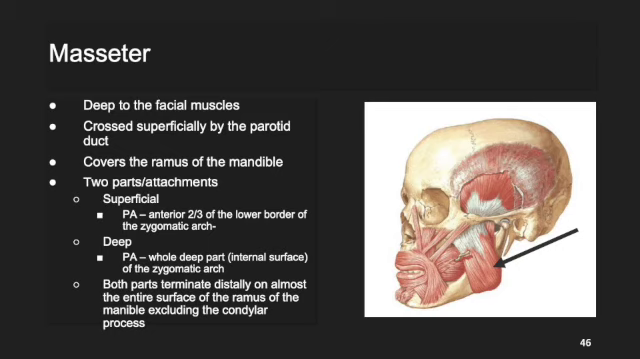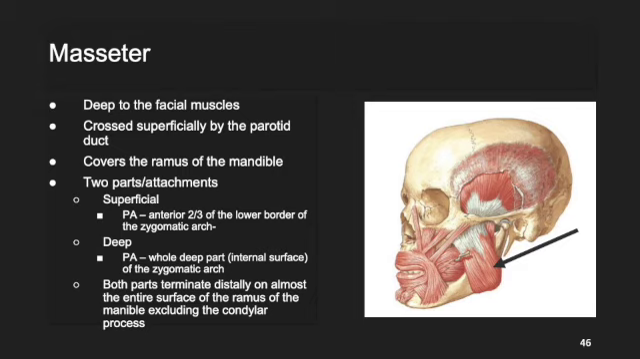So this is the masseter muscle. This is going to be deep to the facial muscles. What it does is it covers the ramus of the mandible, and it's kind of crossed superficially by the parotid duct. It's going to have two parts: a superficial part and a deep part.